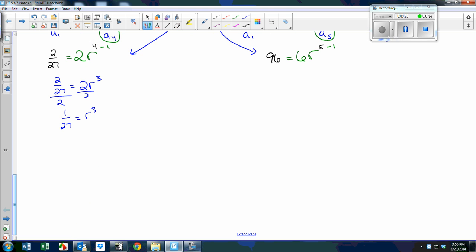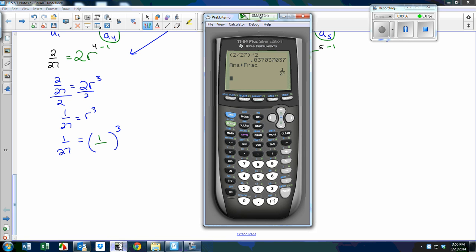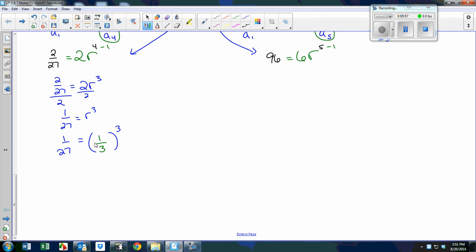And then it becomes the guessing game, 1/27. What would you cube to make 1/27? Well, some fraction. You would cube a 1 to make a 1 in the top of the fraction. And if you don't know your perfect cubes, you can make a list. 2 cubed is 8. 3 cubed is 27, which is the one we need. 4 cubed is 64. So, to answer our question, what would you cube to make a 27? You would cube a 3. So r is 1/3.